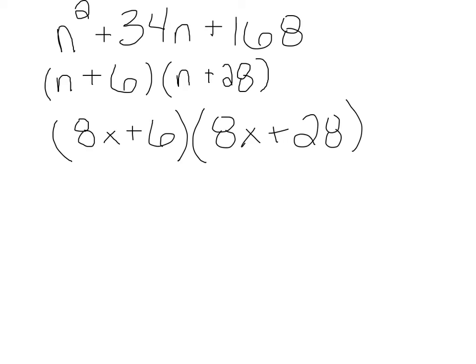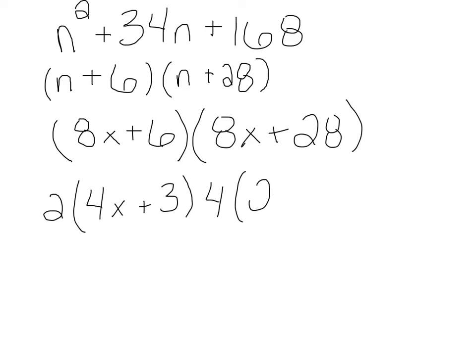In our first grouping, notice that of 8x plus 6, we can pull out a common factor of 2. So on the inside, we'll be left with 4x plus 3. In our second grouping of 8x plus 28, we have a common factor of 4. So we can write that as 4 times 2x plus 7.